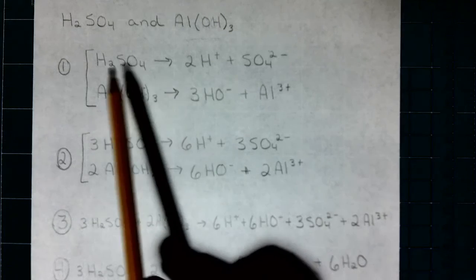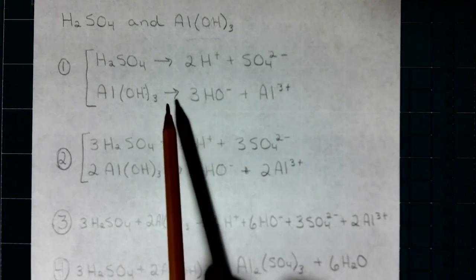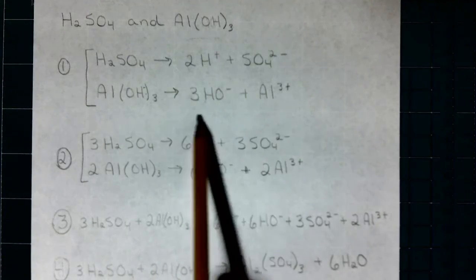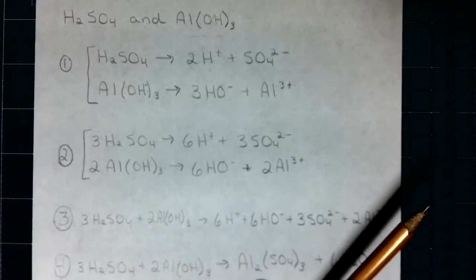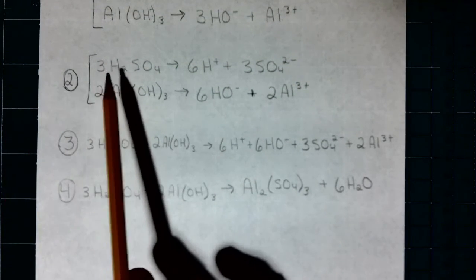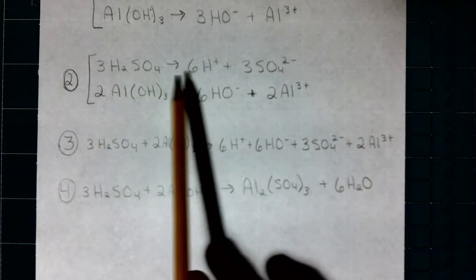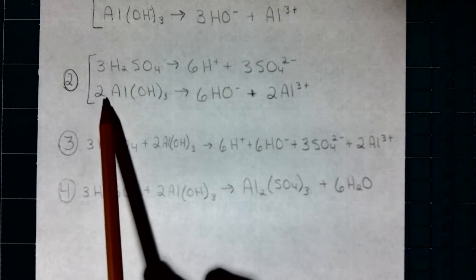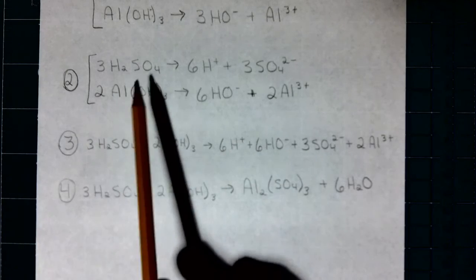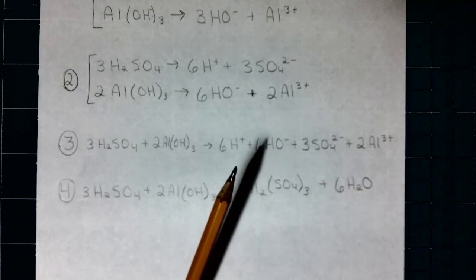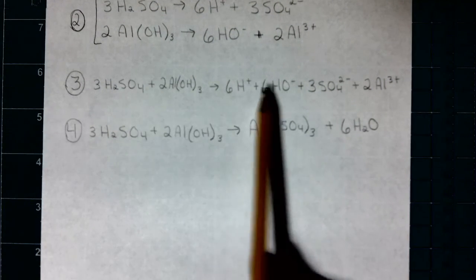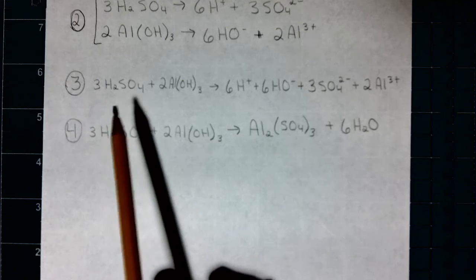So I need to multiply all of these by 3 to get 6 here, and I need to multiply all of these by 2 to get 6 here. So let's do that. Then we multiply them all by 3, we get an equation that looks like this. We multiply them all by 2, we get an equation that looks like this. Then we add them together, and we arrive at this long equation I kind of had to jam in here.